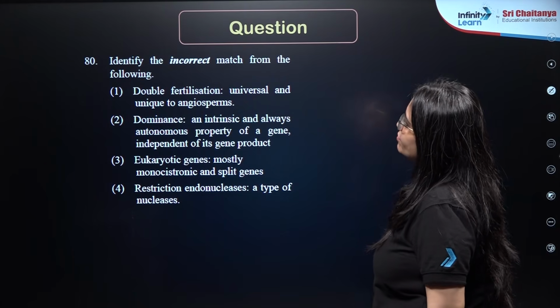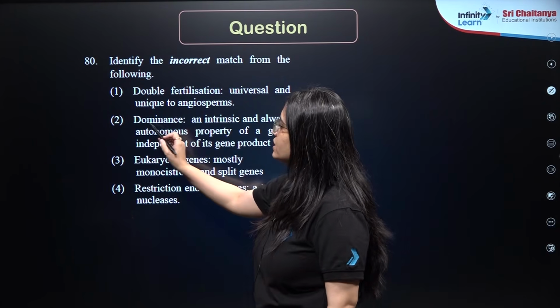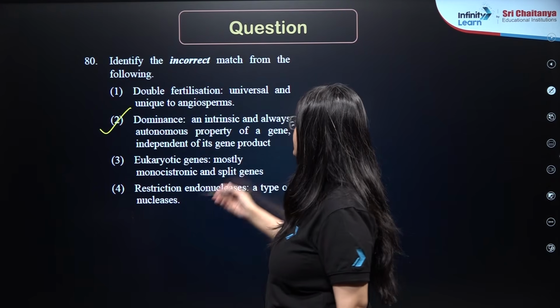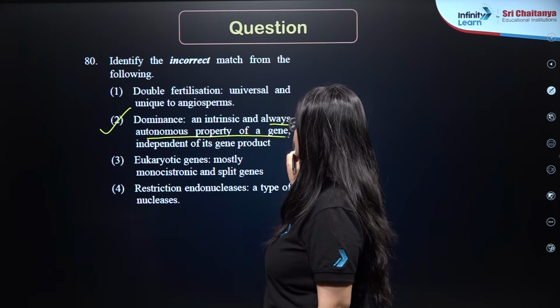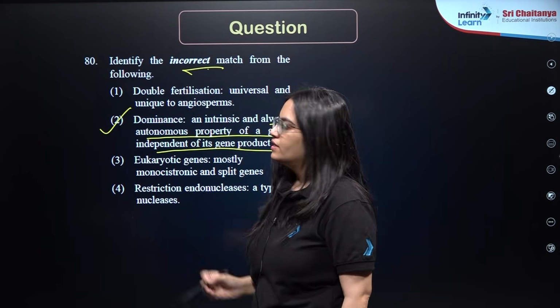Next, identify the incorrect match from the following. So simple, very simple. In fact, if you see in the second option what they have mentioned, dominance is an intrinsic and always autonomous property of the gene and independent of its gene product. So yes, it is incorrect. Next.